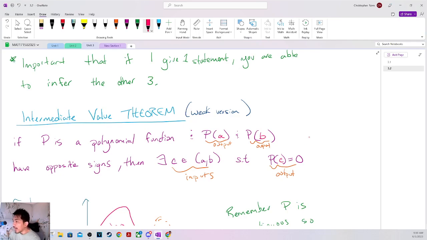So I do require you to know what this is and kind of know what it means. Let me show you an example of that so you can have a better understanding. It's actually very trivial. The reason why is because polynomial functions are continuous and smooth.